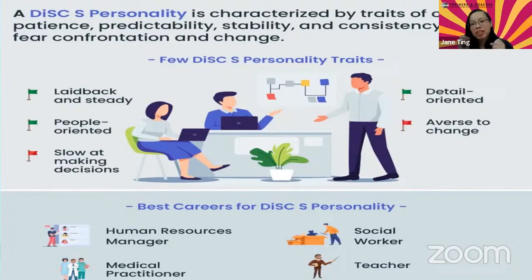So what are the examples of the S type? Human resource manager, social worker, and teachers. They like consistency. They don't like their life suddenly changing. They want things to be in order to a certain level. But at the same time, they want to involve people. Another example of the S type is Mother Teresa and David Beckham.